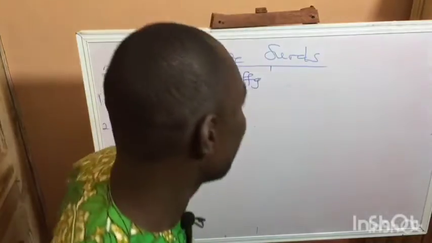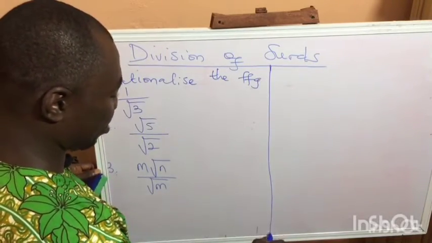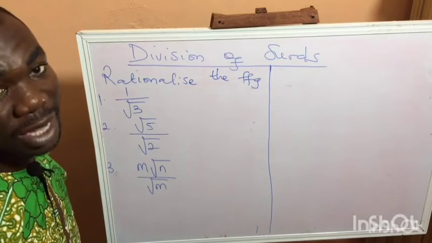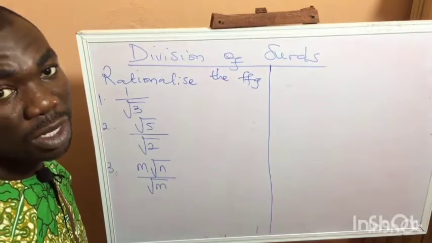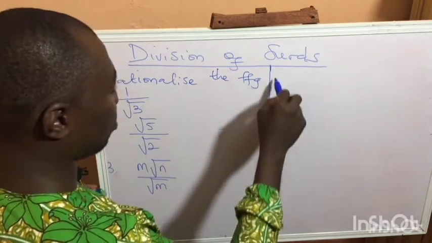I talked about rationalization of surds, and without wasting time, let's go to the division of surds properly. I'm going to divide the board so we can see. These are some examples outlined for us to solve. So we'll be going straight to number 1.